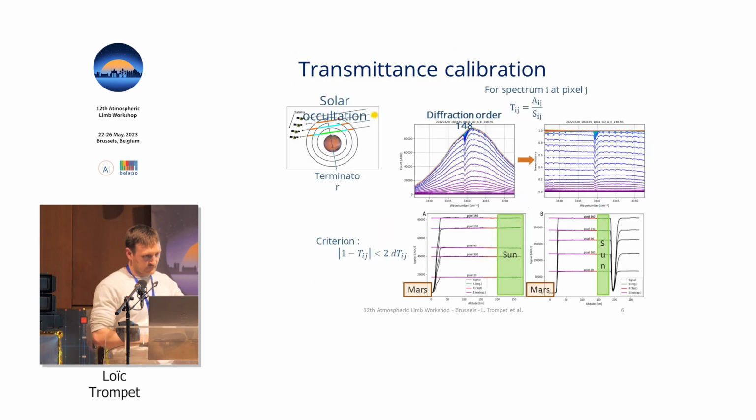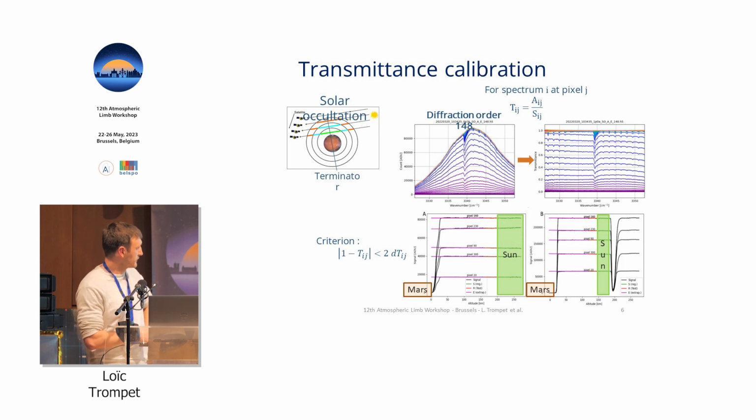Here you have some raw spectra as provided by NOMAD SO. It's already calibrated in wave number, and we are converting those into transmittances. This was already explained before. We use exo-atmospheric spectra to do this.